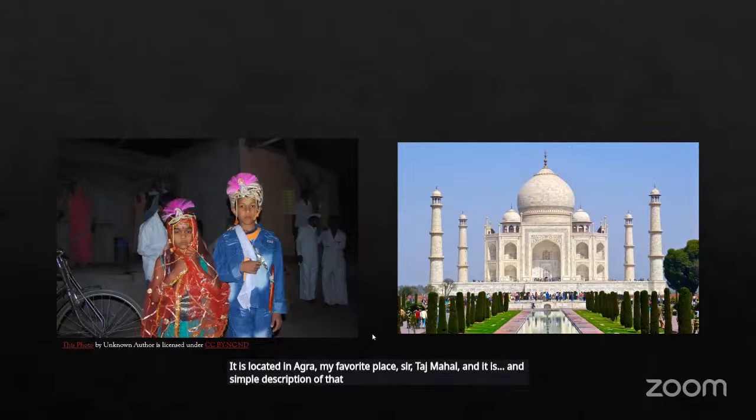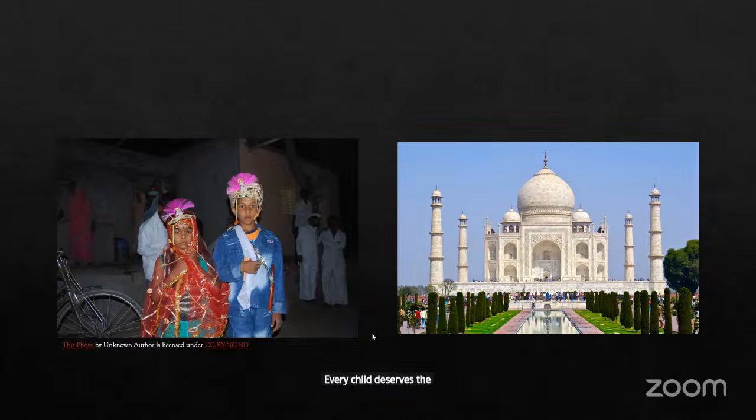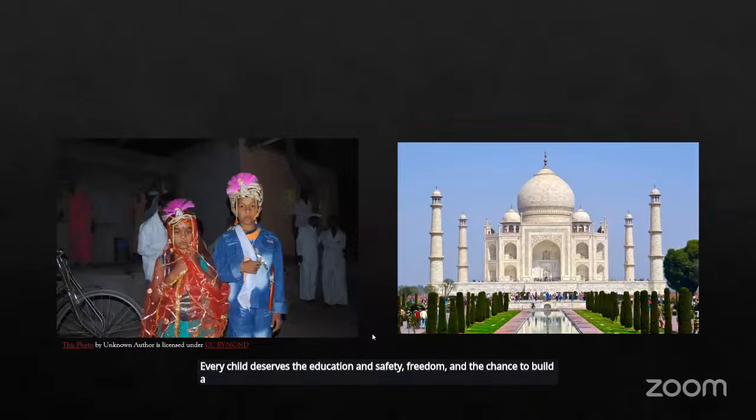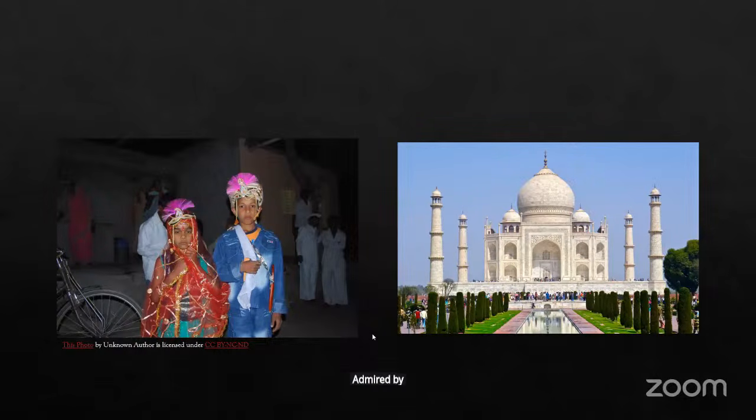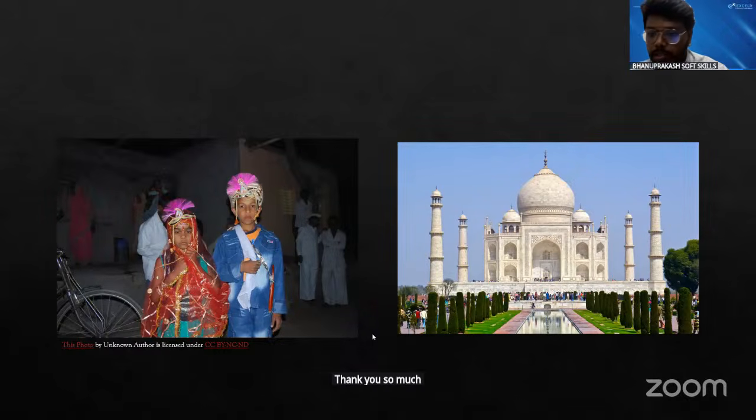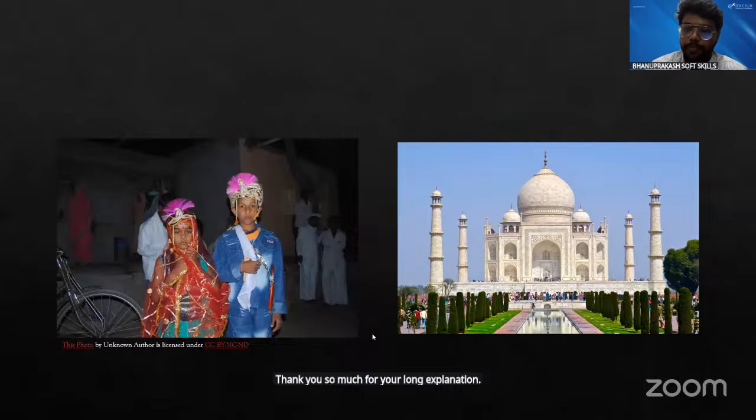A simple description of those two pictures: child marriage is a harmful practice that steals childhood dreams and opportunities. Every child deserves education, safety, freedom, and the chance to build a bright future. And the second picture, the Taj Mahal, stands as a timeless symbol of love and beauty, admired by people from all around the world. Thank you, sir. Thank you so much for your long explanation. Priyanka.